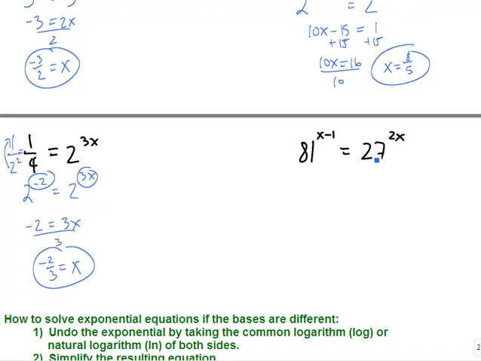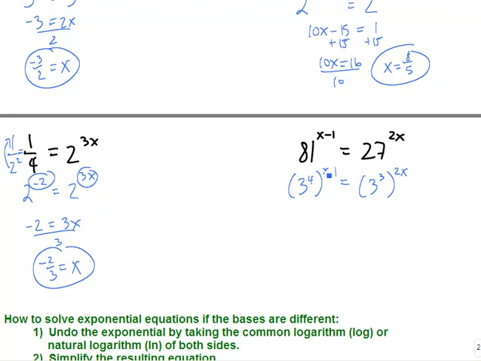However, 27 is 3 cubed. We did that earlier. And 81 is 3 to the 4th. So we can make these bases match. We just have to use a slightly smaller base. So I'm going to change 81 to 3 to the 4th and change 27 to 3 cubed.